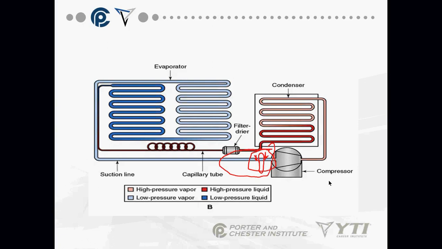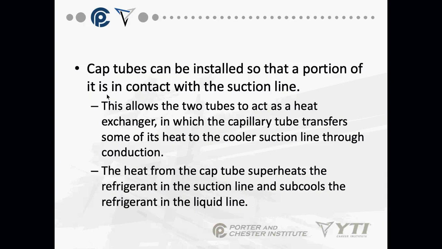Again, nitrogen is a very important part of this. So the cap tube, in this situation, we come out of our condenser to our filter dryer. We might have the cap tube with coils connected directly to that, and it goes into the evaporator. Cap tubes can be installed so that a portion of it is in contact with the suction line. We're looking for heat exchange. We want to cool the liquid refrigerant as much as possible before it goes into the evaporator. This gives us better heat capacity and makes things more efficient.